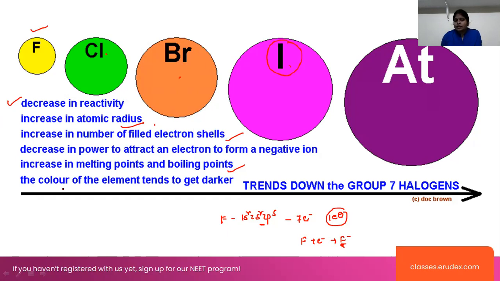Next, the color of the elements tends to get darker. In this case, fluorine is yellow, then greenish yellow, then red brown, and this is violet. From fluorine to astatine, the color of the atoms becomes very dark. For astatine, look at the colors, the intensity increases here.